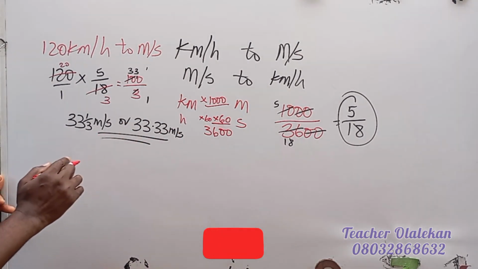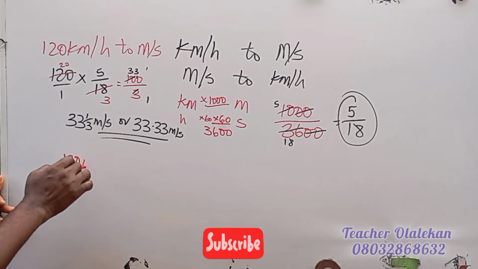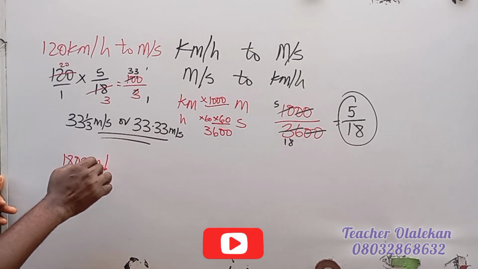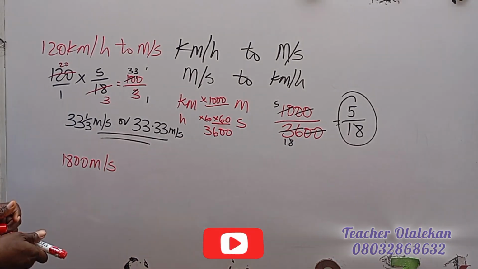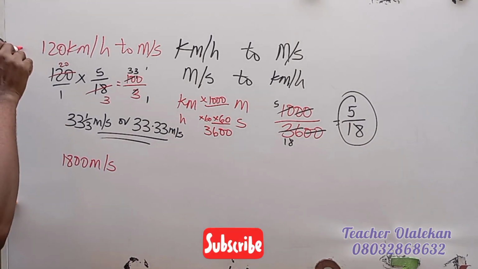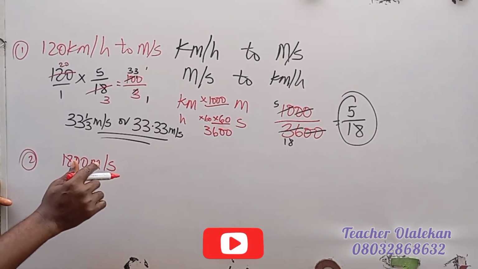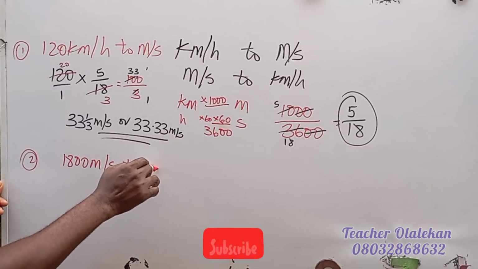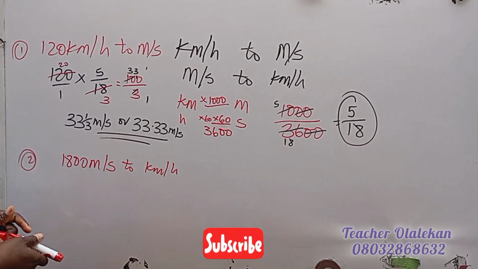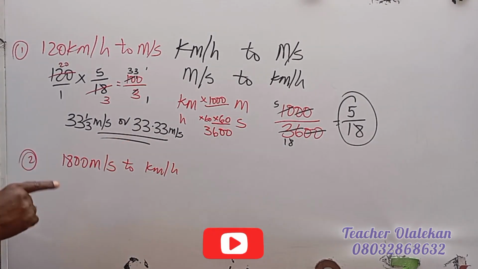So now let's do another example. Let's change 1800 meter per second to kilometer per hour. This is our example 2. So this one is meter per second to kilometer per hour. So now let's change this. So do not forget the logic. We have to divide.